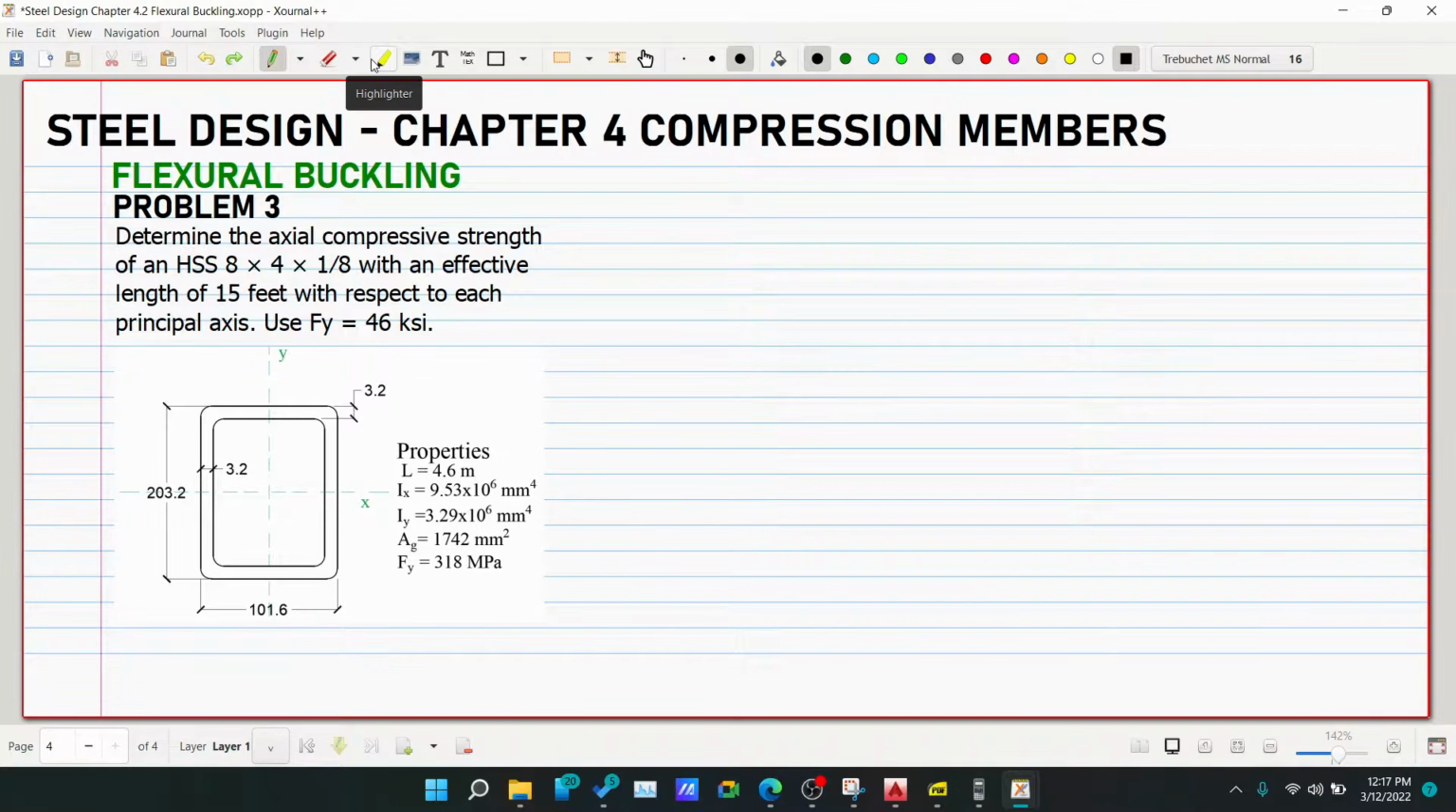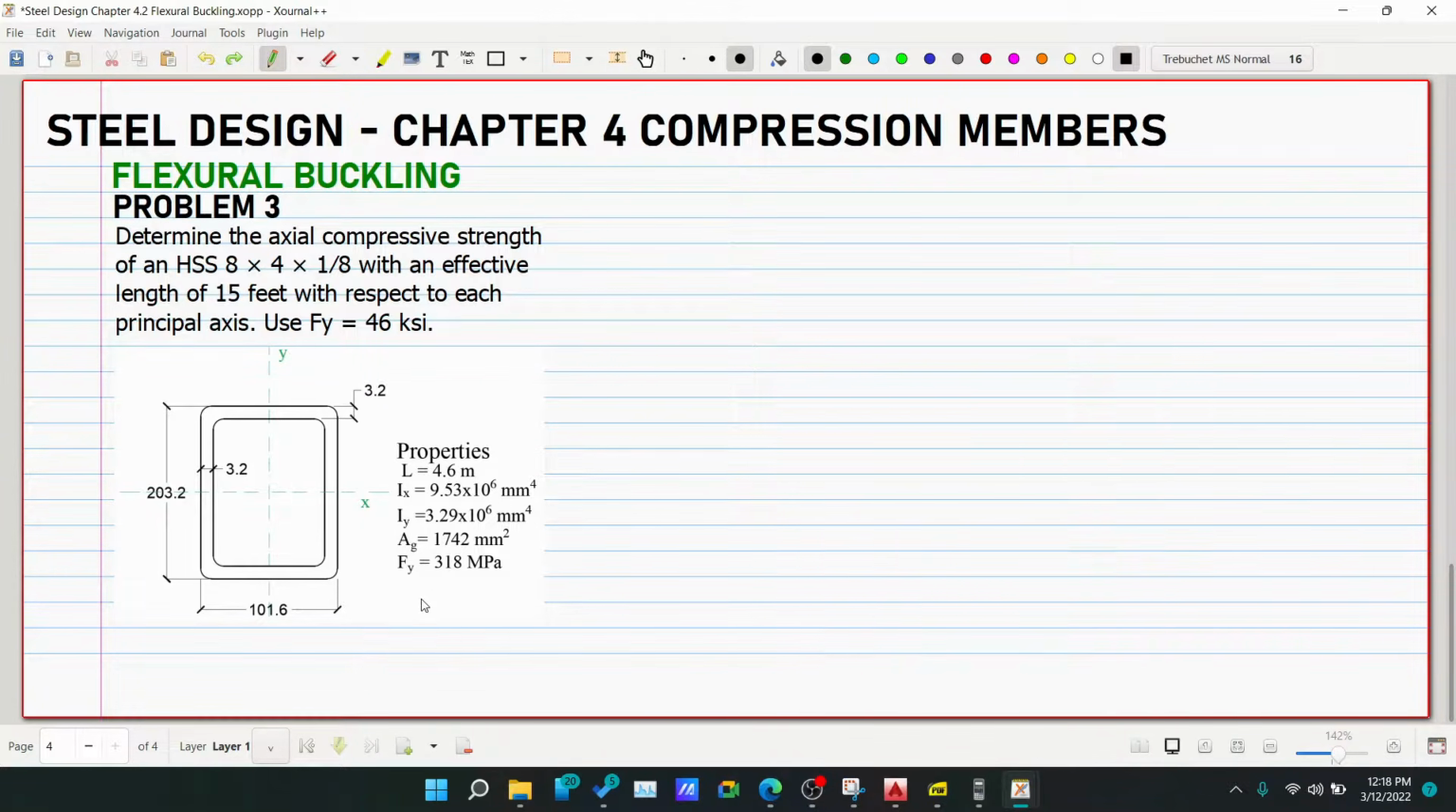Use Fy equivalent to 46 ksi. So, kinonvert natin yung ating HSS into SI unit. Yung height niya is 203.2 and yung kanyang base is 101.6. Then, uniform yung thickness ng ating HSS which is 3.2 millimeters. Then, ang properties natin, yung 15 feet is 4.6 meters. Ix is 9.53 times 10 raised to 6. Iy is 3.29 times 10 raised to 6. Yung ating Ag is 1,742 mm squared. And yung ating Fy is 318 megapascal.